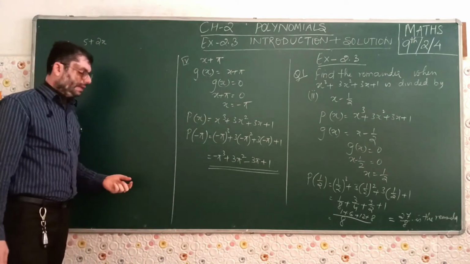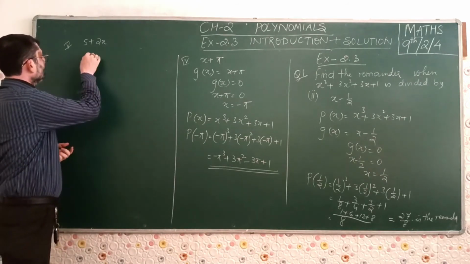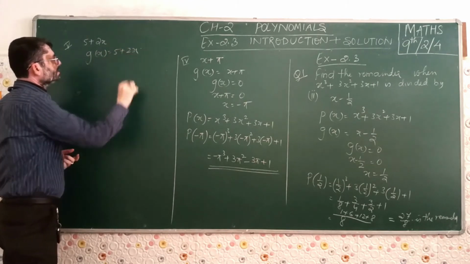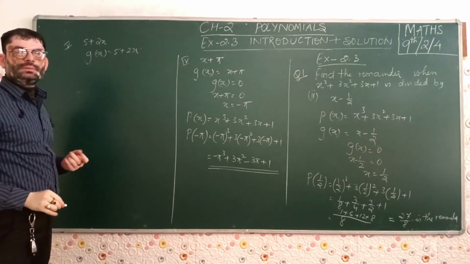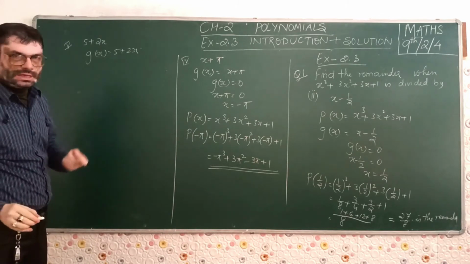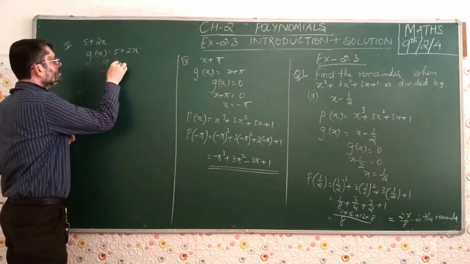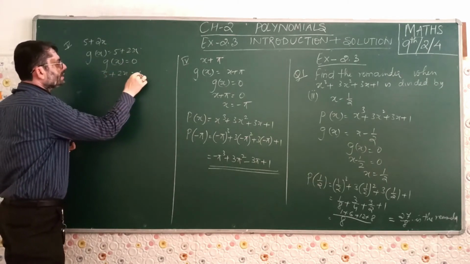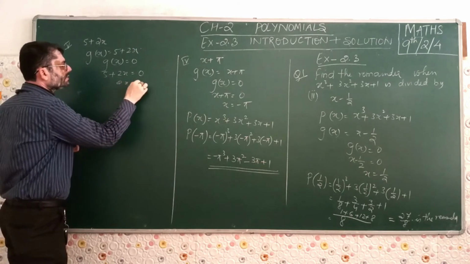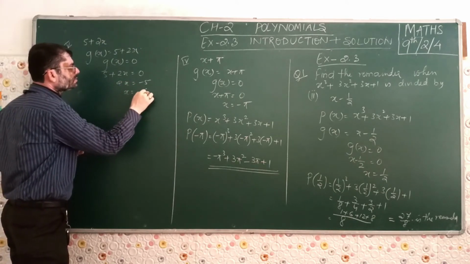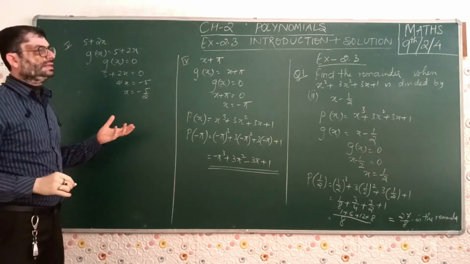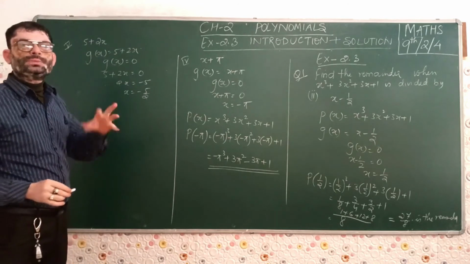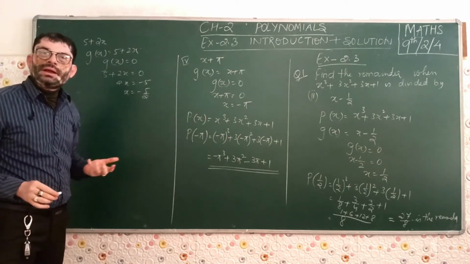Moving on to the last bit that we are in. We are given g of x is equal to 5 plus 2x. For applying the remainder theorem, we need the value of x to be substituted in p of x. So let us take g of x to be 0 to get the value of x. So 5 plus 2x is equal to 0. So 2x is equal to minus 5 and x is equal to minus 5 by 2. This is the value that we have got for x, and this value is to be substituted in the polynomial to get the remainder using remainder theorem.